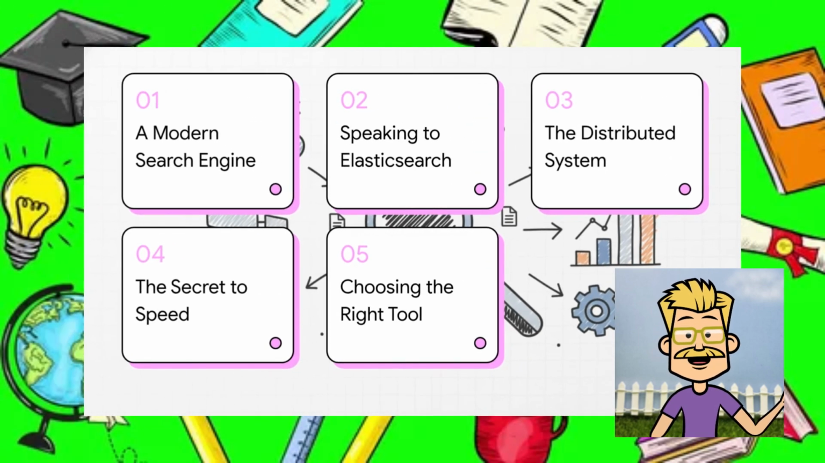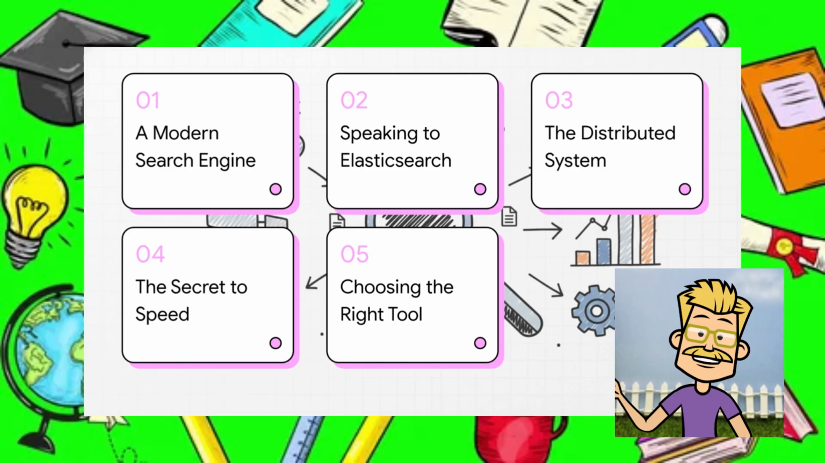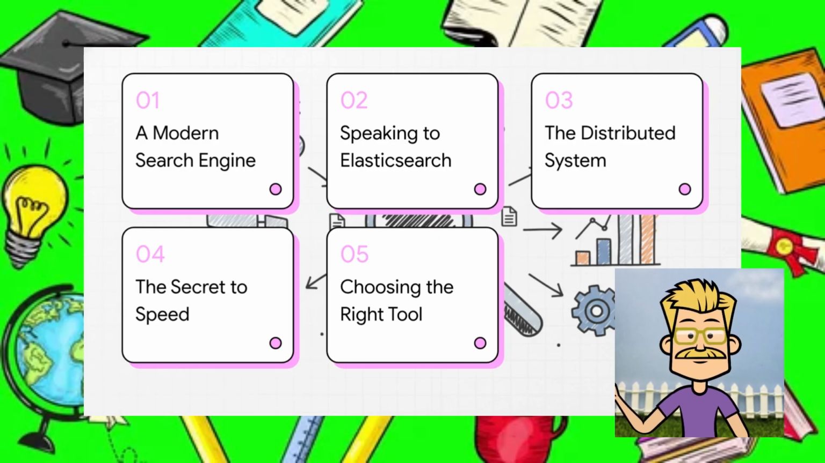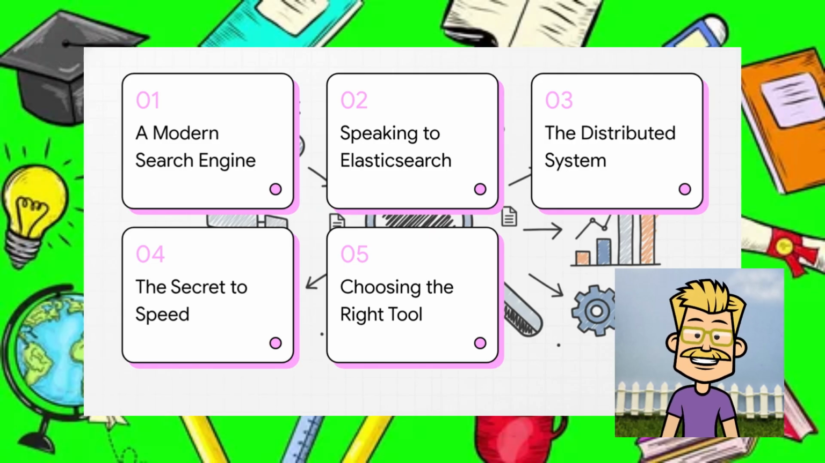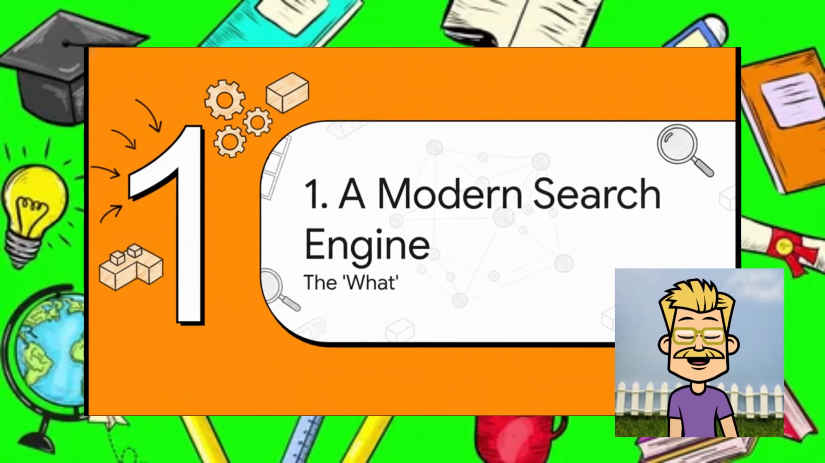All right, so to really get our heads around this, we're going to peel it back layer by layer, just like an onion. First, we'll cover what it is at a high level, then how you actually talk to it. We'll dive into its distributed system, uncover the real secret to its crazy speed, and finally figure out when you should and shouldn't use it. Okay, let's dive into that first layer.